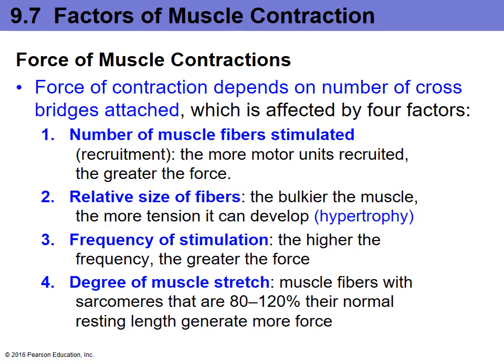Another thing that you might want to consider is actually the size of the fibers. How many muscle fibers are actually found within the organ? The bulkier the muscle, the more tension it can develop, which usually allows for greater strength movements. This is often what we see with people who like to bodybuild or lift weights. We see that the muscles will start increasing in size. They'll undergo hypertrophy, and as they enlarge, they become bulkier. They have more muscle fibers, which means they're able to generate more tension and more contraction force.